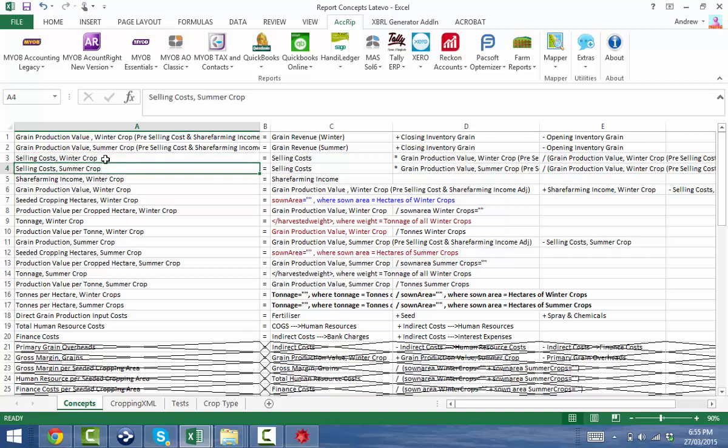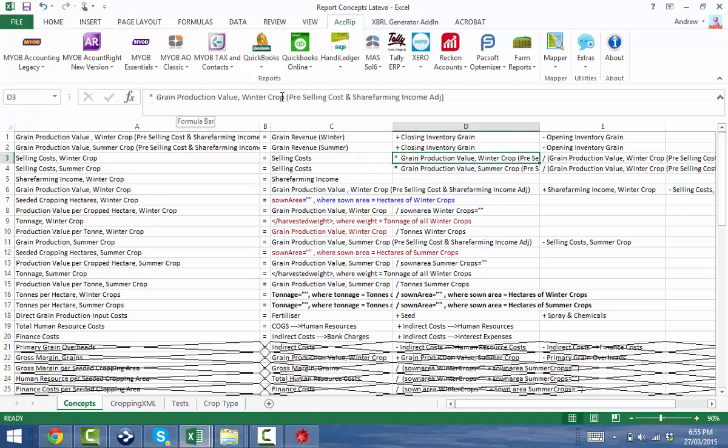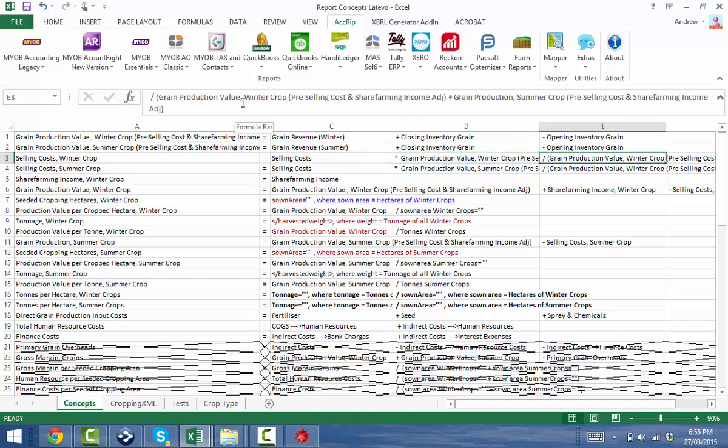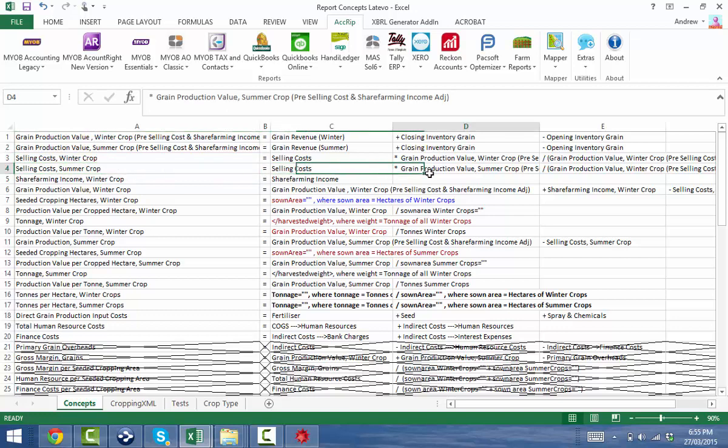We have a definition here for selling costs on the winter crop and the summer crop, and that's equal to the selling costs, which you will find in the highest level of the taxonomy, cost of goods sold, multiplied by the grain production value on the winter crop, over the grain production value on the winter crop and the grain production value of the summer crop. So we're factoring the selling costs to get the selling costs for the winter crop, and then we do the same with the summer crop.